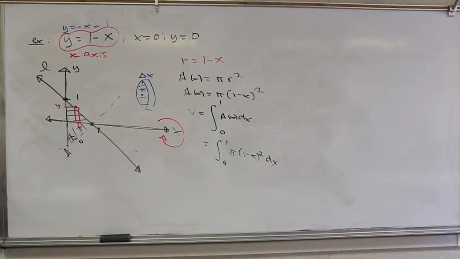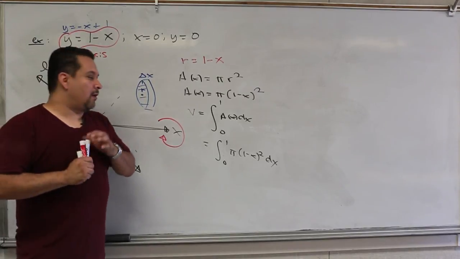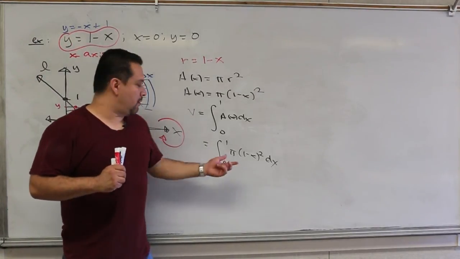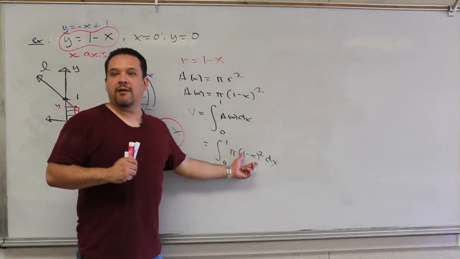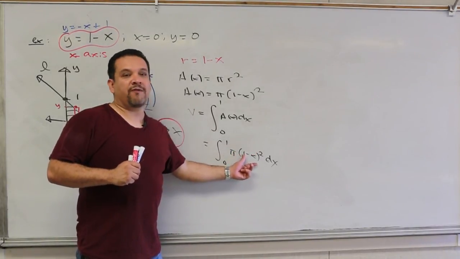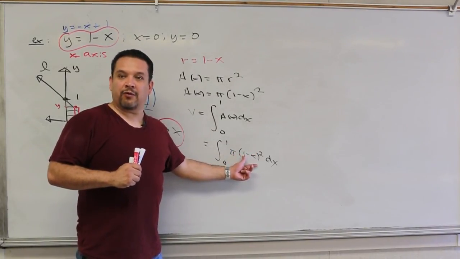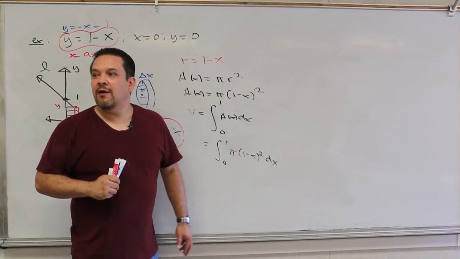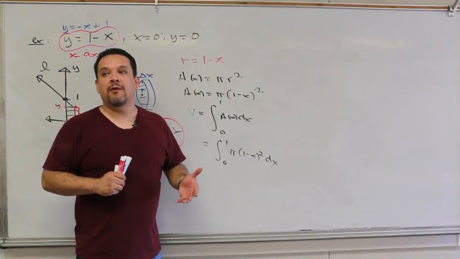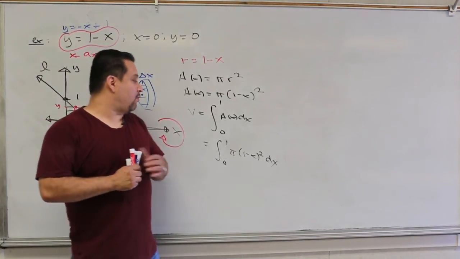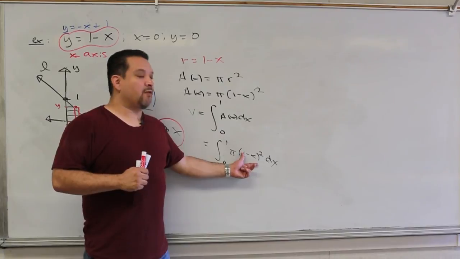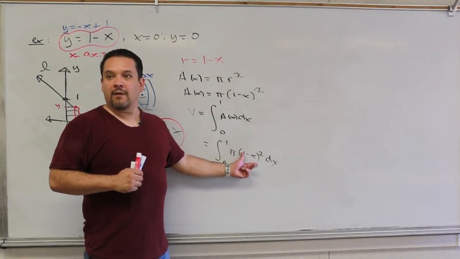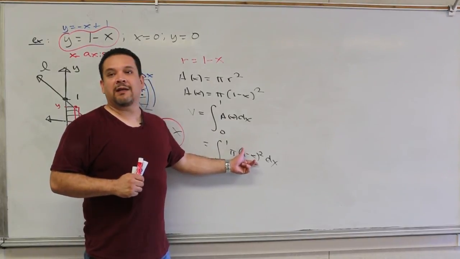So what do you guys notice about this? Two things you could do, right? Depending on what course you're in, what do you have to do to integrate? Maybe you'd have to use FOIL. Is that true? Or you could use U-substitution, can't you? If you're in a Calculus 1 course and you're doing this, you'd probably use FOIL, because U-substitution comes a little later. But you probably use FOIL, and you get a nice what?